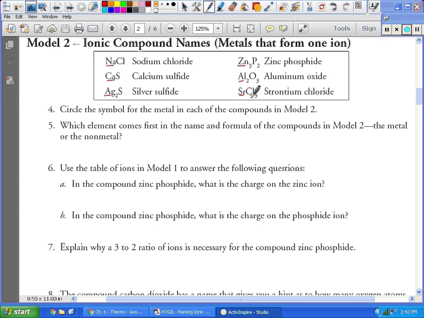Before I even ask the next question, what is your hypothesis about when the metal is written? It's always written first. So look at the next question. Which element comes first in the name and the formula of the compounds? The metal or the non-metal? The metal. Now here's a favor I need you to do for me. Most of you probably have the word metal written, but I also want you to write this, please, because you're going to hear me use that phrase more often.